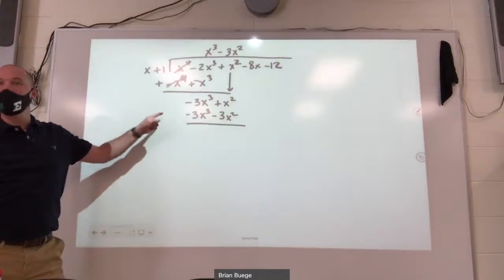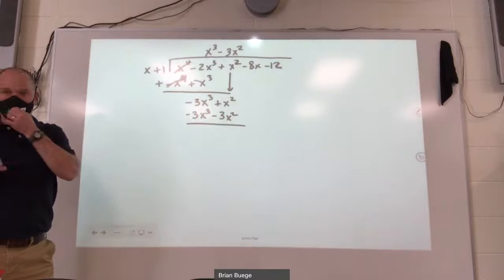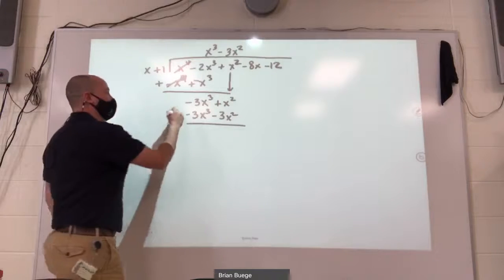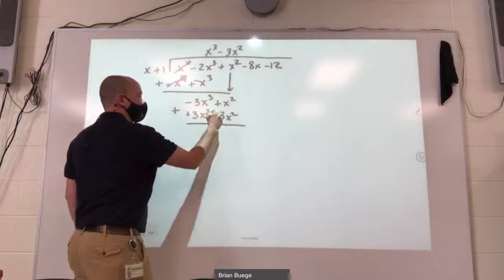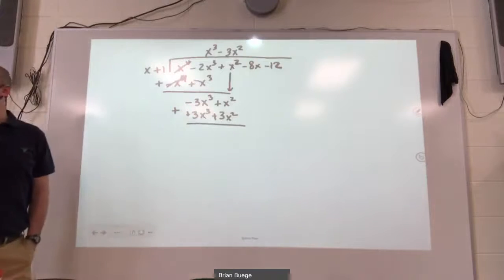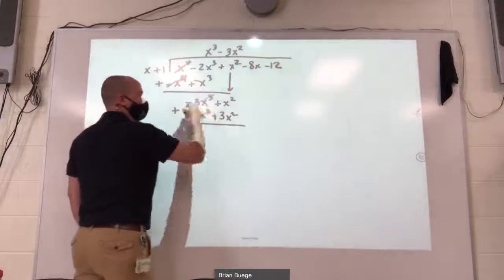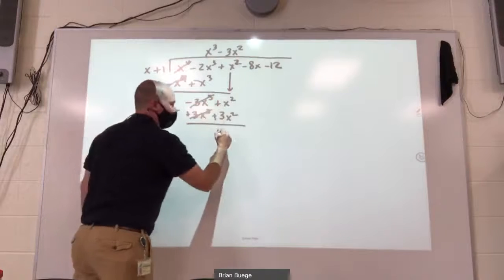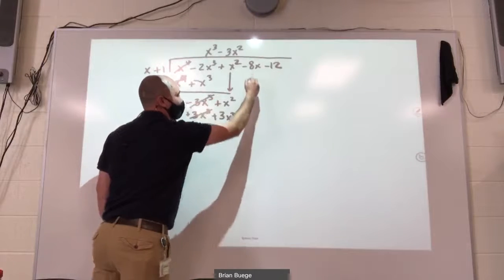Okay, I'm hoping you're starting to see why I add the opposite rather than trying to subtract. It gets really messy if you're subtracting all these different negatives. It's a lot easier if you look at this as adding, changing the signs of the second one. Now you're just combining the terms. Cubic terms cancel out. X squared and plus 3x squared gives you a positive 4x squared.